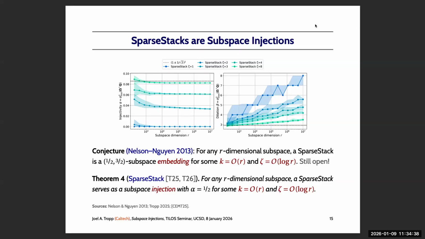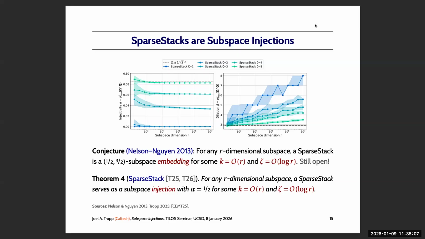Good. So what you can see from these numerical results is that when the sparsity of each column is 4, even as the subspace dimension increases, the injectivity tends to be pretty good. And if you take the sparsity to be 8, it basically looks like a Gaussian matrix.